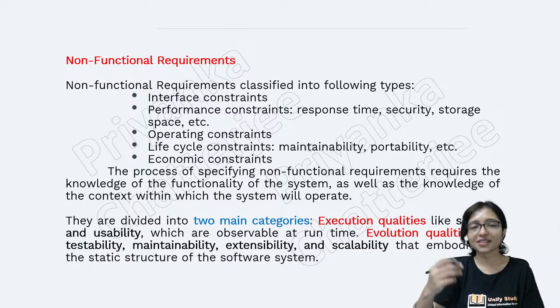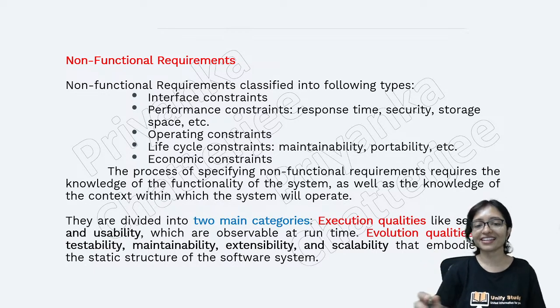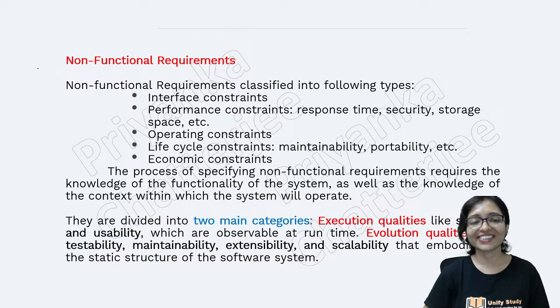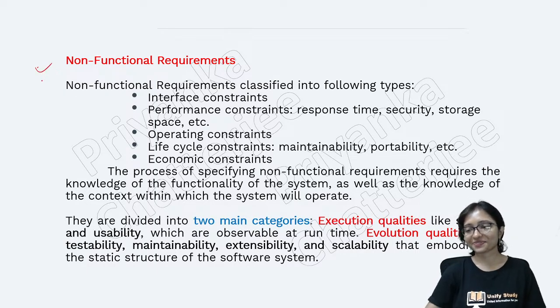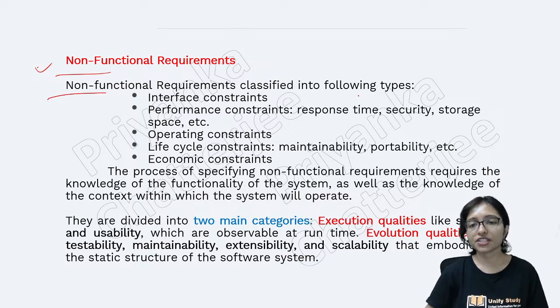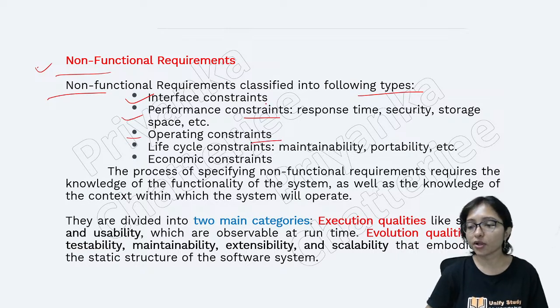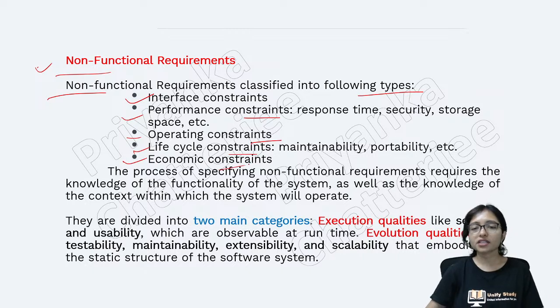So in my class you have to read and you have to write also, so that you can remember, right? Okay, very good, everyone. So non-functional requirements can be of many types: interface constraints, performance constraints, operating constraints, life cycle constraints, economic constraints. So many constraints can be there, right?